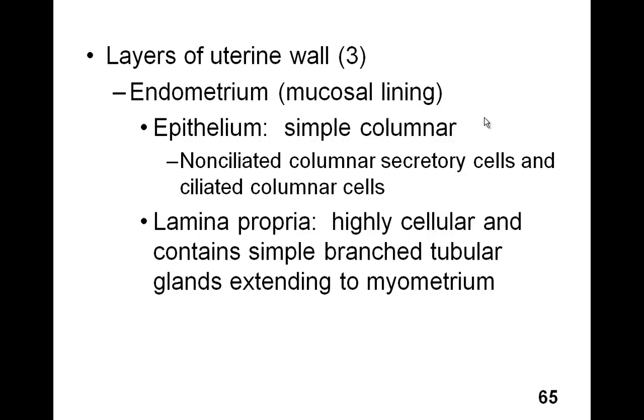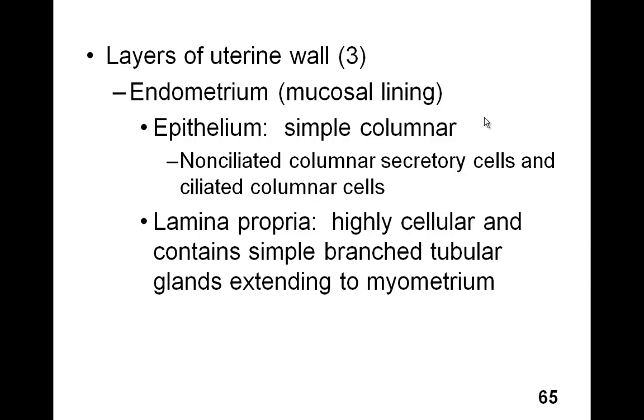The cells lining the uterus are going to be simple columnar cells. The exception to this rule will be when we're taking a look at the cervix, where the cervix actually penetrates and protrudes into the vagina. We're going to see a change in epithelium to stratified squamous.